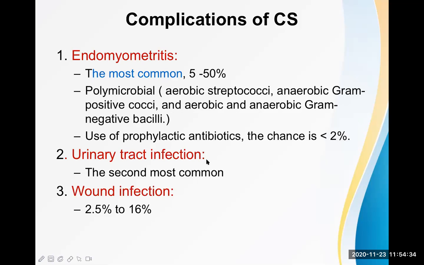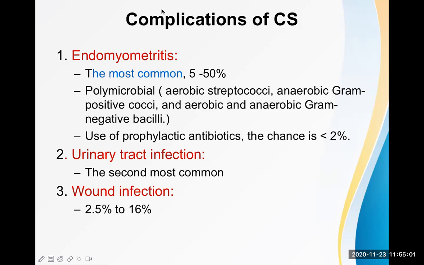Second complication is urinary tract infection. During cesarean delivery, catheterization is a must. Catheterization has to be kept there, and because of that catheter, a urinary tract infection can occur. Third is wound infection, and look at the percentage of chances here. You don't need to remember this percent, okay? Just remember it can occur.